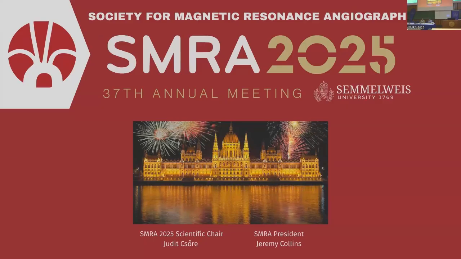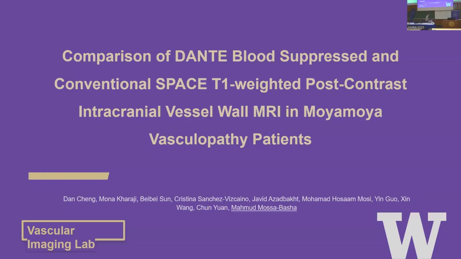We move to the power pitch session. The power pitch session, we have 7 talks. Each talk has 3 minutes. The first talk is by Mahmoud again, and the title of his talk is a comparison of Dante blood suppression and conventional T1 weighted post-contrast SPACE intracranial vessel MRA in Moyamoya vasculopathy patients.